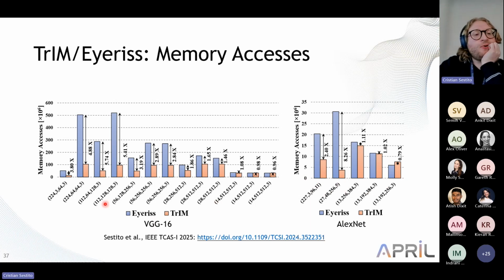As you can see, for the majority of the layers, TRIM actually exploits a very limited number of memory accesses. In particular, TRIM are the bars in orange, while the Eyeriss bars are in blue. And as you can see, for example, for the VGG16 network, we reach a reduction in terms of memory accesses of up to, let's say, 5.7 times, while for the AlexNet model, we reach even 8.26 times in terms of reduction in memory accesses.